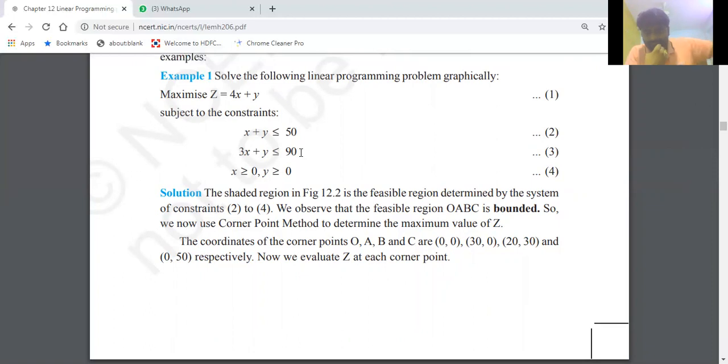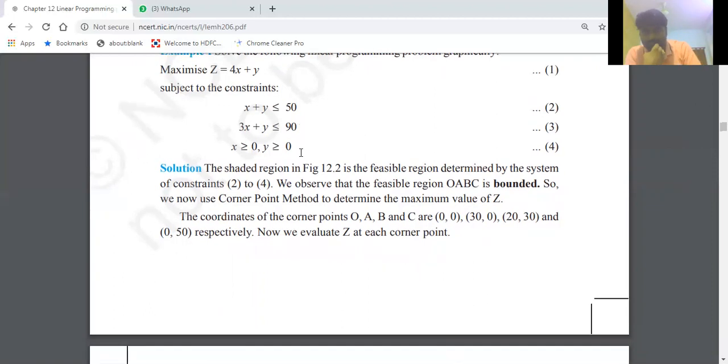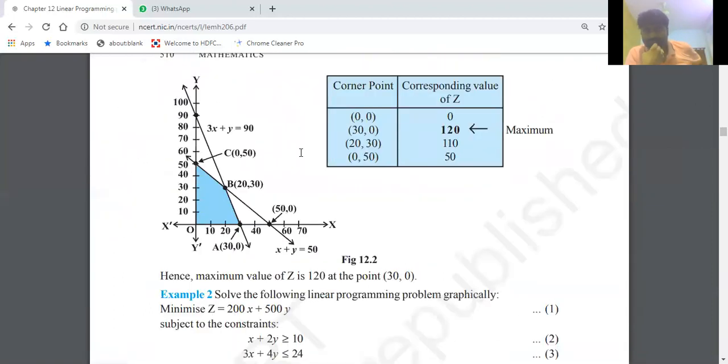Let us move on. Just a second. Sorry. Here it is 30 comma 0 only. Actually, he asked to maximize, and where we are getting the maximum is 30 comma 0. Okay. So in most cases, the point of intersection is the answer, but here we have to check anyway. We have to check that 30 comma 0 also we got.